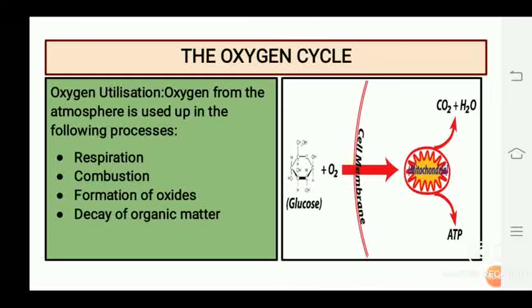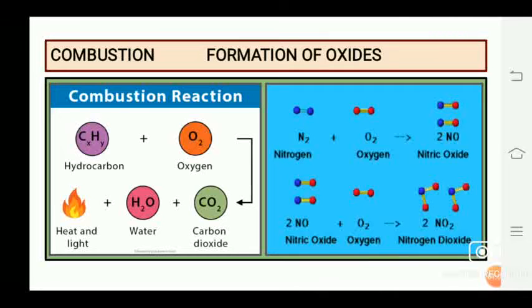In which processes is it used, friends? Number one, respiration, where glucose combines with oxygen and gives energy along with the formation of CO2 and H2O. Then next we have combustion. What happens in combustion, students? You can see that the fuels, when they burn to give heat energy, use oxygen for this process. Again carbon dioxide is formed, water is formed and also heat and light energy are released.